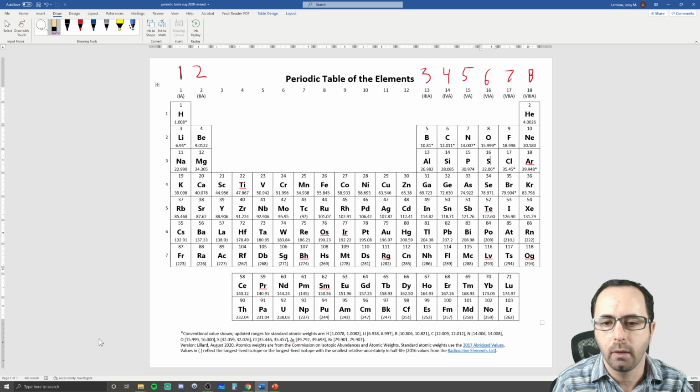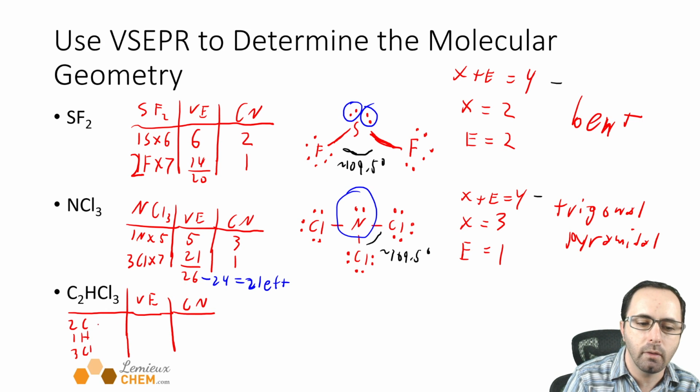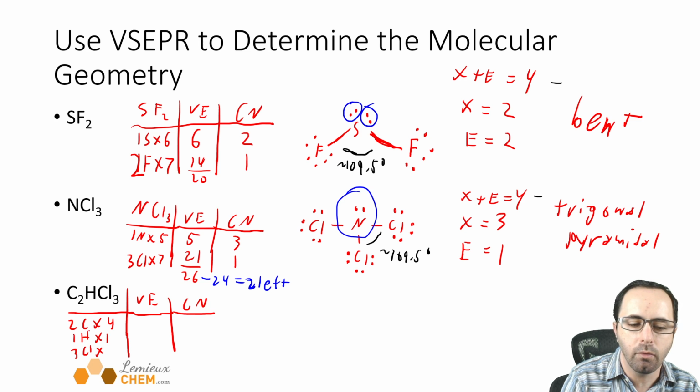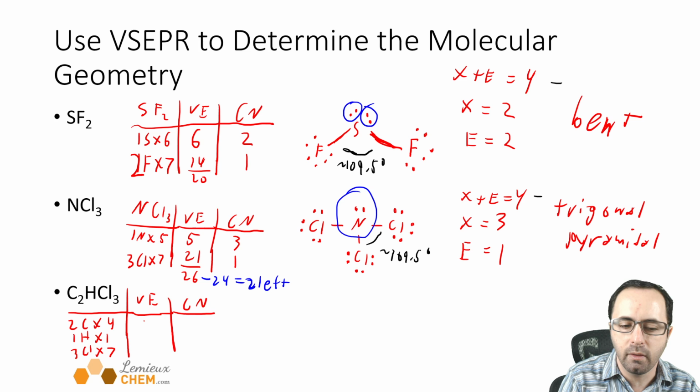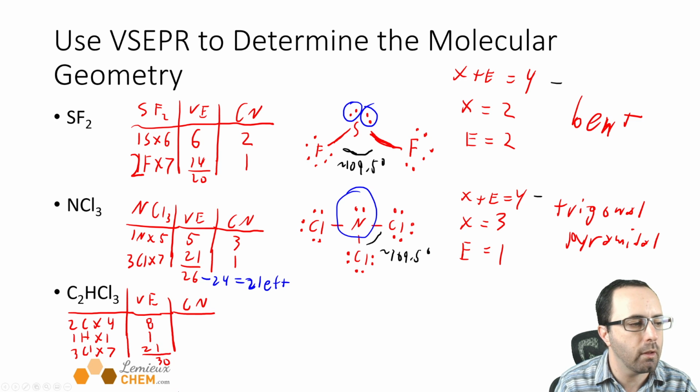And carbon is in group 4. Hydrogen is in group 1, so 1 valence electron. Chlorine is in group 7, 7 valence electrons. So 4 valence electrons for carbon, 1 for hydrogen, 7 for chlorine. So 2 carbons times 4 valence electrons each, that's 8. 1 hydrogen, 1 valence electron, that's 1. 3 chlorines times 7 valence electrons each, that is 21, for a total of 30 valence electrons altogether.